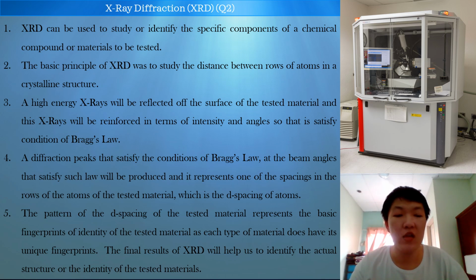Next, the pattern of the d-spacings of the tested material represents the basic fingerprint, or the identity, of the specific chemical compound. By using these fingerprints, we can identify or characterize each material based on its unique fingerprint. The final result of XRD will help us to identify the actual structure or the identity of the tested materials.